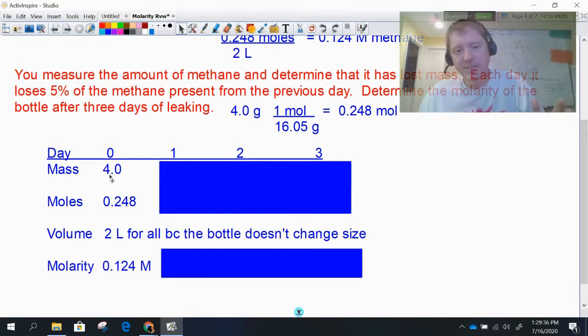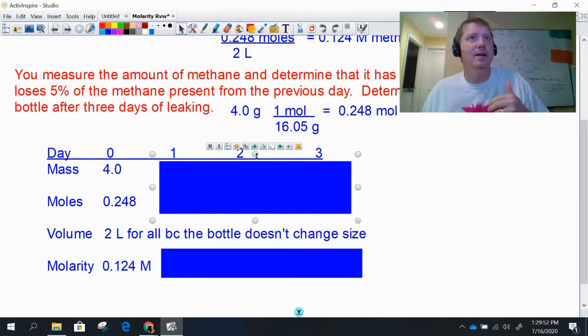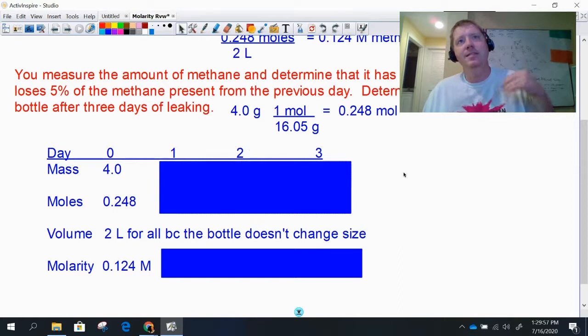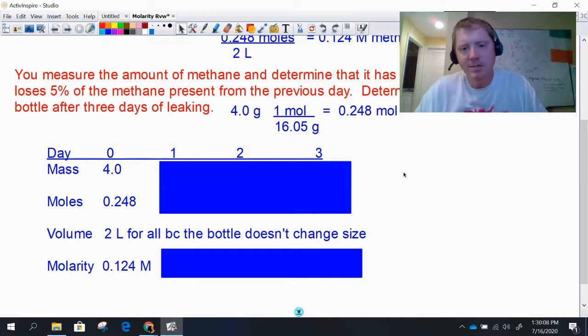So if it loses 5%, how much is left behind? Yeah, okay, good job. What is it, Bob? Nice. Okay, Bob. Yeah, so it would be 95% left behind. So I would say, okay, what's 95% of 4? That's how much is there on day 1. What's 95% of that? That's how much is there on day 2. What's 95% of that? That's how much is there on day 3, because it's losing 5% from the previous day. And then I need to convert that to moles and convert those moles into molarity. I'm going to ask you to pause with this screen up here and try to figure out the moles each time and the molarity.